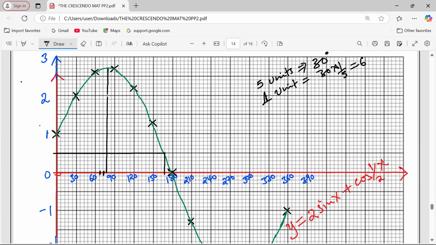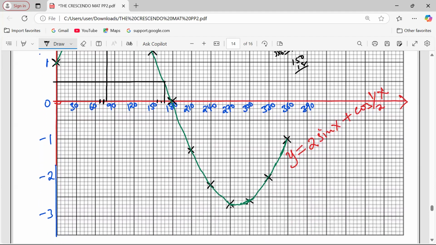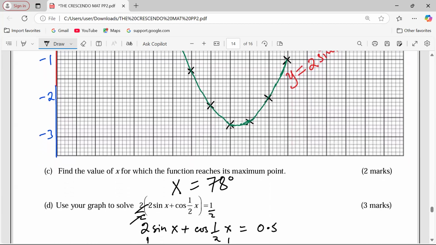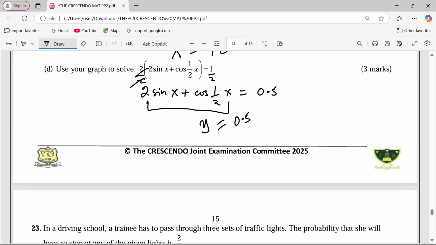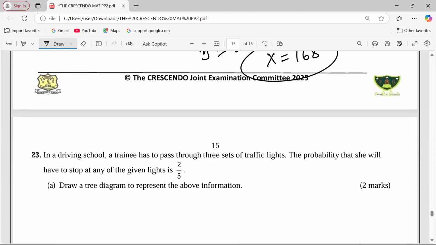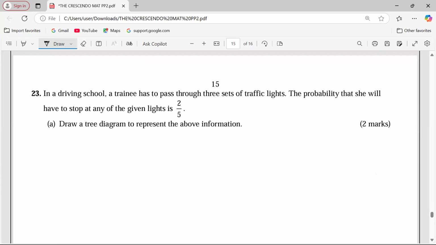You read from 150, we are adding 1, 2, 3, which is 3 by 6 units, 18. So from 150, we are adding 18, and that will be 168. So the value of x equals 168 degrees. That one is done.